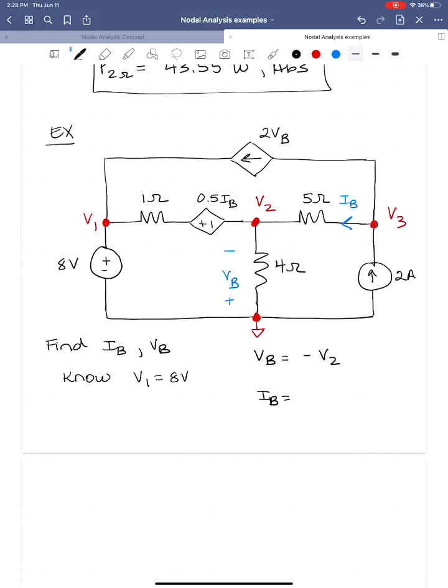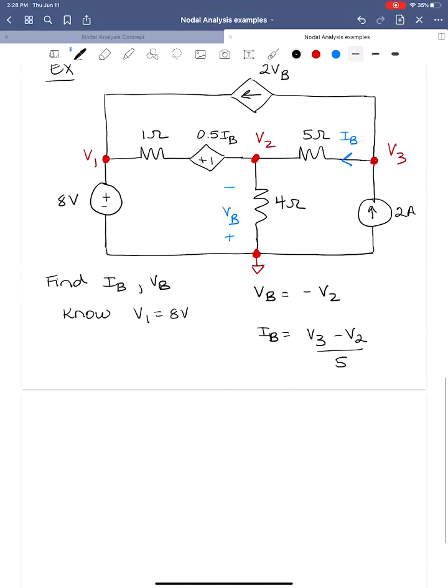IB is just the current flowing in this direction, so we can write down what its value is in terms of the node voltage variables. It's going to be V3 minus V2 over 5. Passive sign convention holding, we want to solve for the voltage with that polarity, so the current's flowing from plus to minus. So plus V3 minus V2 over 5.